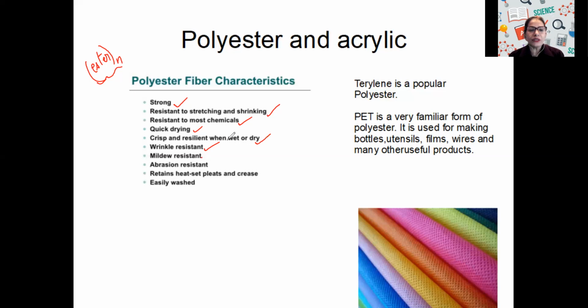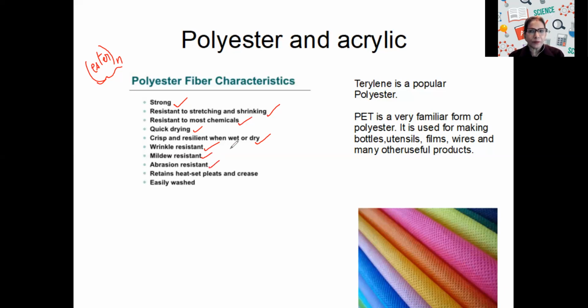Then mildew resistant, very important. Mildew resistant is, sometimes what happens during the rainy season, when we have our clothes in the cupboard, due to the dampness, there will be slight white colored or black colored fungus on the clothes. But polyester is resistant to that.